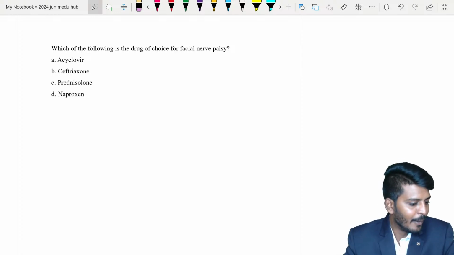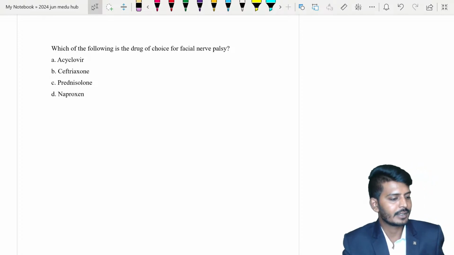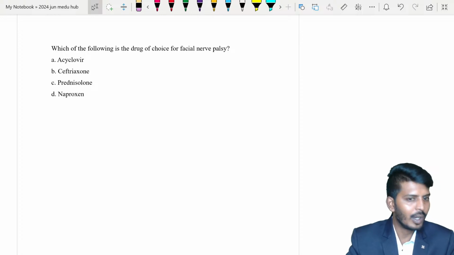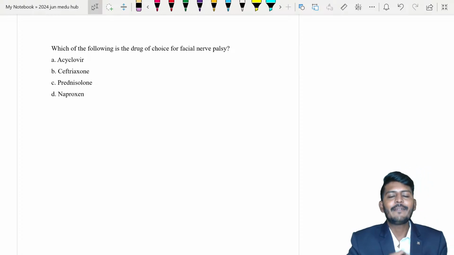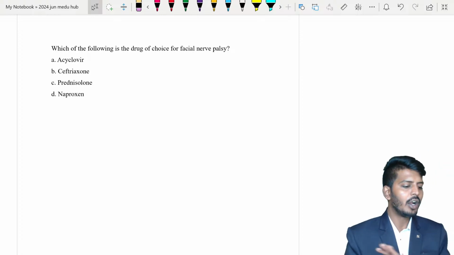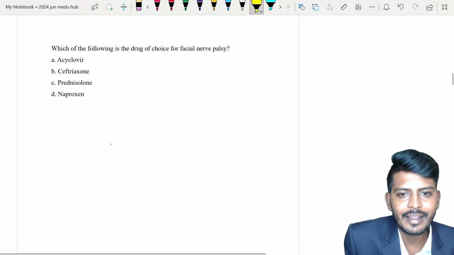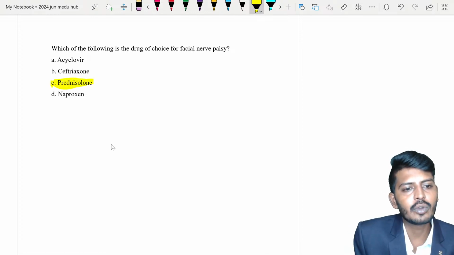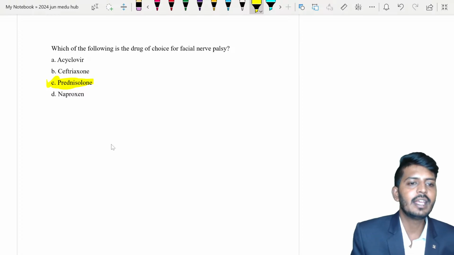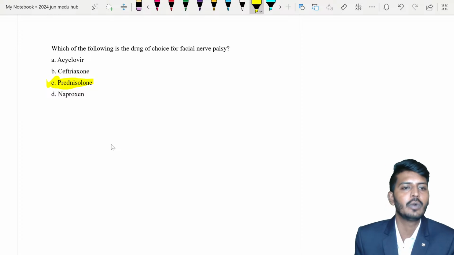So Pratisha says it is C. What about others? Come on guys, quickly tell me. What is the drug of choice for facial nerve palsy? Nikhil is saying C. Okay. So remember, facial nerve palsy, though it involves a virus, you are not going to use antiviral drugs. Rather, the drug of choice is prednisolone. Very good, correct answer. All of you are absolutely correct.